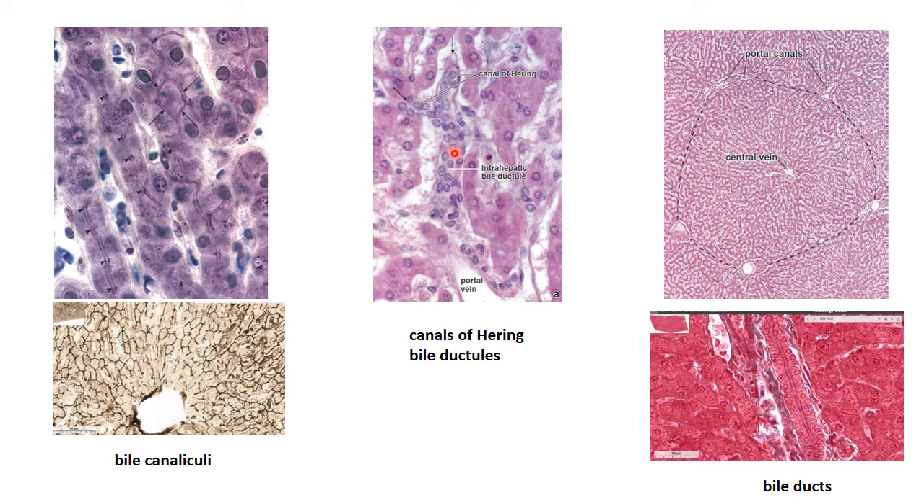These bile ductules will merge together, forming the bile ducts. The bile ducts, as we said in the previous lectures, are located within the portal area at the periphery of the hepatic lobules. Bile ducts are about 15 to 40 micrometer in diameter, and just like the bile ductules, they are only lined with cholangiocytes.